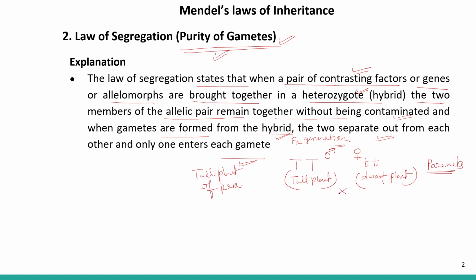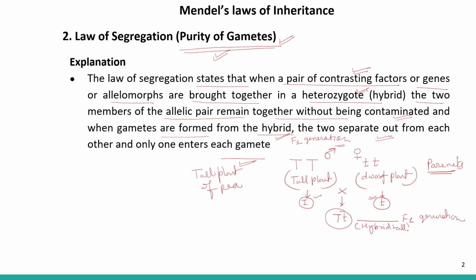Now there will be a crossing in between and we will get capital T, small t, right? Because only one type of gamete is formed in each. This is capital T. Here it will be small t. So only one type of gamete, that is capital T, from the male, and only one type of gamete from the female, that will be the small t, and they unite to form capital T, small t. This is the F1 generation, and this is the hybrid tall.